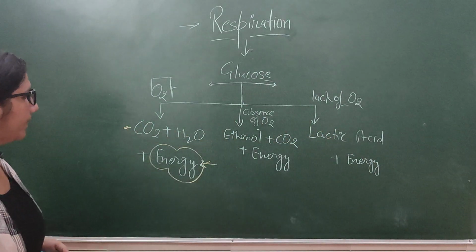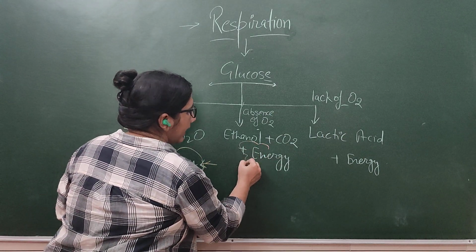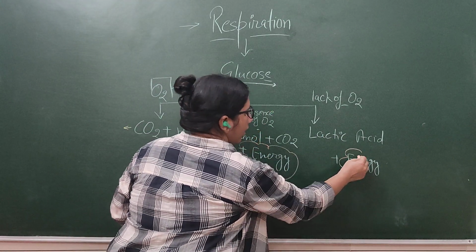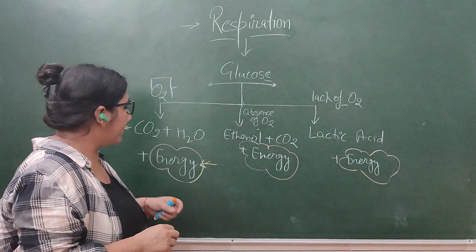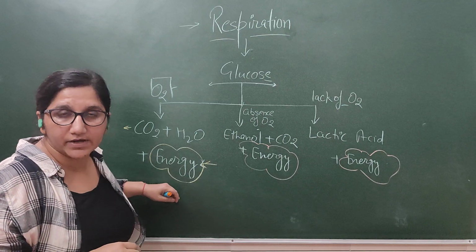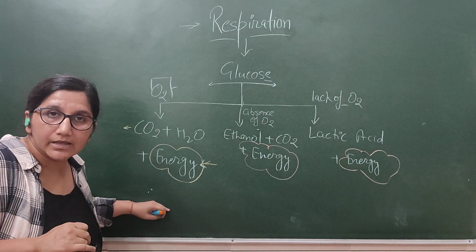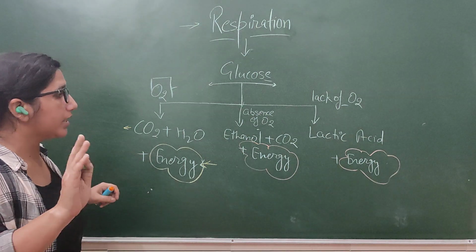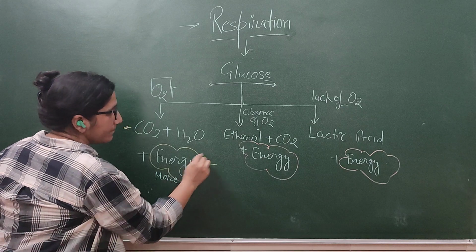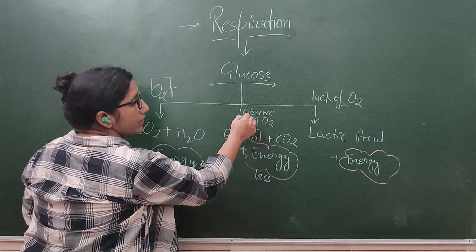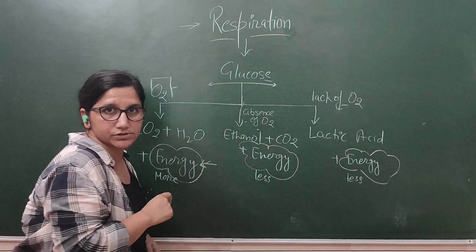Now, focus on this point, beta. When there is incomplete breakdown of glucose, the amount of energy is very low. But when there is complete breakdown of the glucose molecule, more energy will be produced. Everyone focus on energy. More energy is produced here. Less energy in case of absence of oxygen. Less energy in case of lack of oxygen.